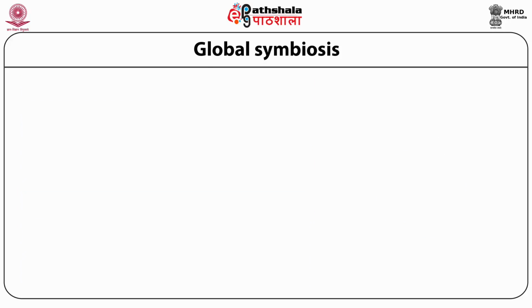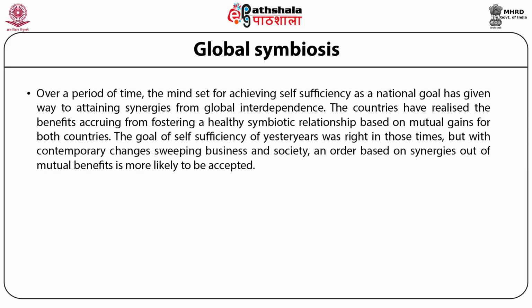Global symbiosis. Over a period of time, the mindset of achieving self-sufficiency as a national goal has given way to attaining synergies from global interdependence. The countries have realized the benefits accruing from fostering a healthy symbiotic relationship based on mutual gains for both countries. The goal of self-sufficiency was right for yesteryears, but with the contemporary changes sweeping business and society, an order based on synergies out of mutual benefit is more likely to be accepted.